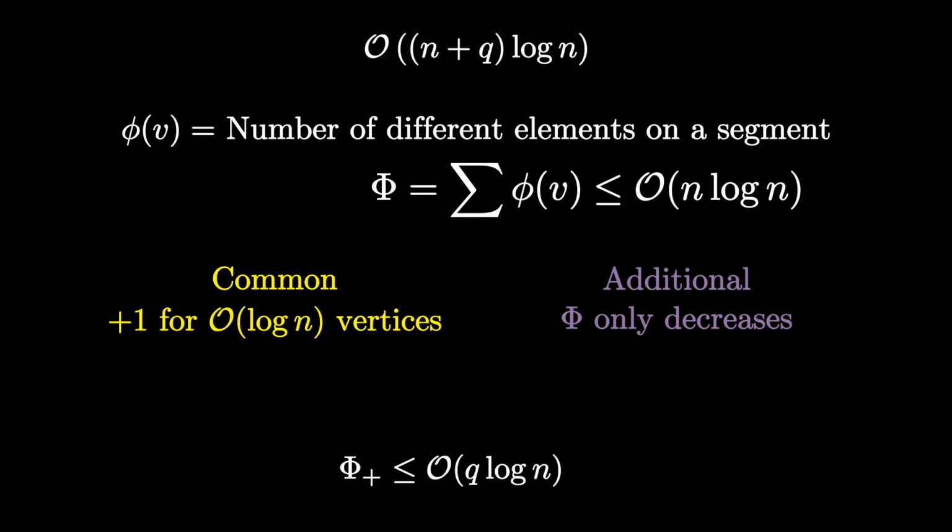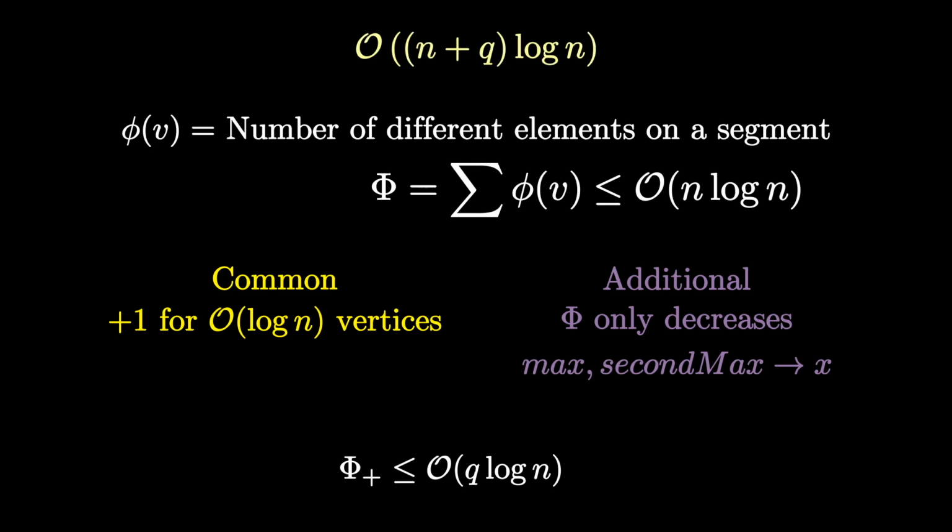Now we only should prove that visiting additional vertices reduces the potential of this vertex by at least 1. This follows from the fact that for additional vertices, x isn't bigger than the second max. So after executing this query, both max and second max will be replaced by x. That is, the two maxima will be glued together, so the number of different elements in this vertex will decrease by at least 1. Thus, the asymptotics of the algorithm consists of n log n, potential at the beginning, q again, potential increase, and q again from visiting common vertices. The result is O of n plus q again, which is exactly what we needed to prove.